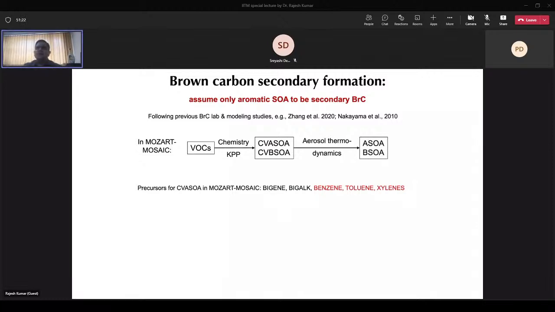But there are many species that contribute to SOA formation. We assume that the SOA that is coming from the processing of only aromatic VOC emissions, only those SOA contribute to the secondary brown carbon. The rest of the SOA we assume to be totally scattering, and that becomes a part of the normal organic carbon molecules in the model.